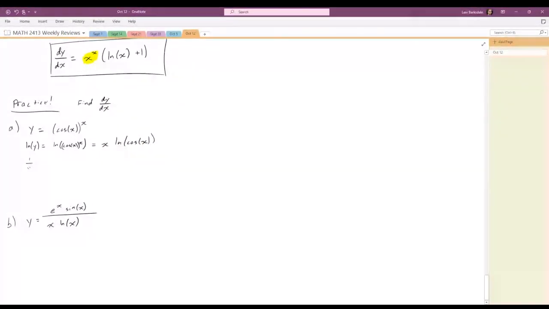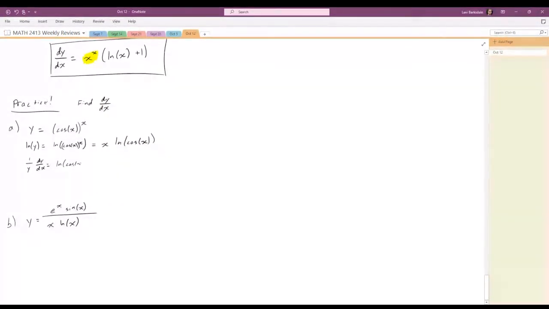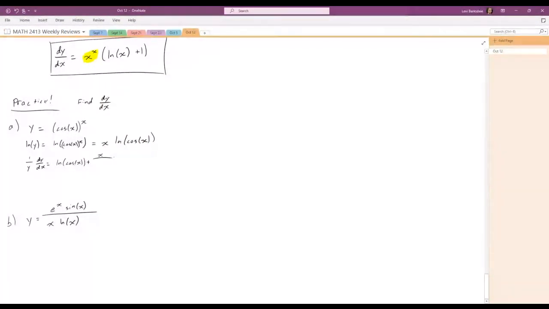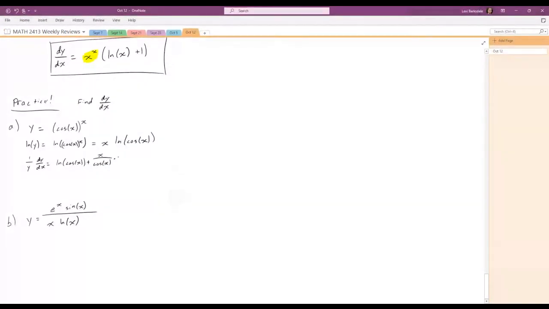So then 1 over y times dy over dx is equal to, here we have to use the product rule, natural log of cosine of x, plus x divided by the cosine of x, times the derivative of cosine of x, which is negative sine of x. The reason is, first part, I took the derivative of x, left natural log of cosine of x alone. Second part, I have x times the derivative of natural log of cosine x. Derivative of natural log of cosine x is 1 divided by the inside, so 1 over cosine x, multiplied by the derivative of cosine x, so times negative sine x.